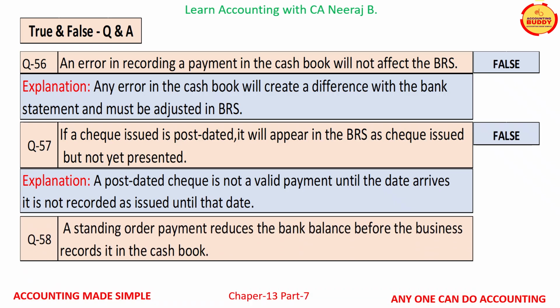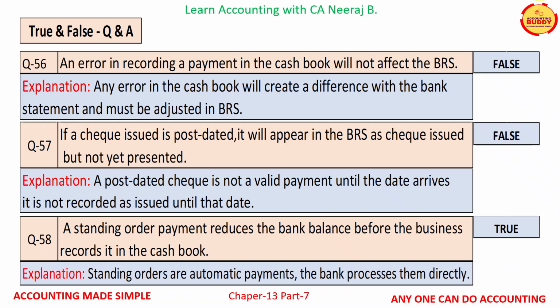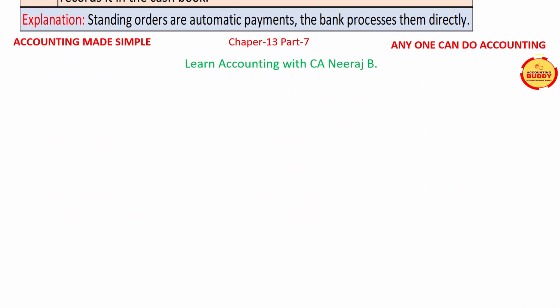Question number 58 is, a standing order payment reduces the bank balance before the business records it in the cash book. This is a true statement. Standing orders are automatic payments. The bank processes them directly.